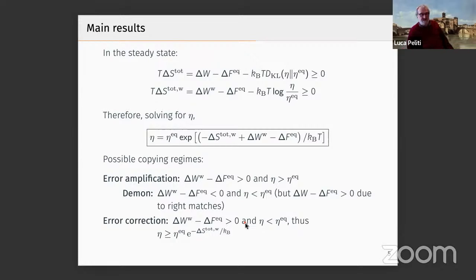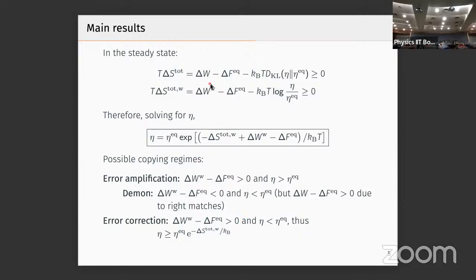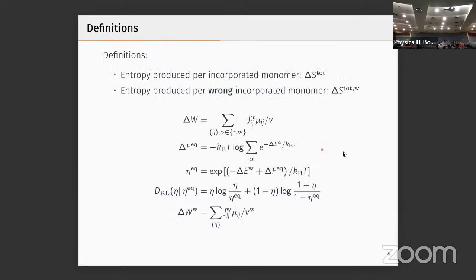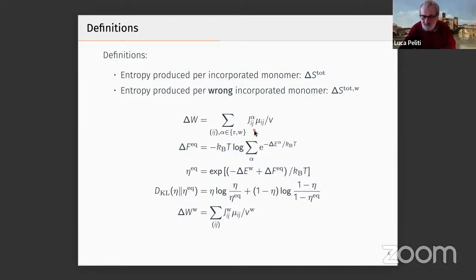If you look at the steady state, you find that the total entropy produced per one incorporation is given by. Can I ask one question? Yes, please. In this slide, the J is a number, correct? In the previous slide, you have a J_ij. That is a number, correct? This is a number, current per unit time. In order to have it per incorporation, you have to divide it by V. All right?